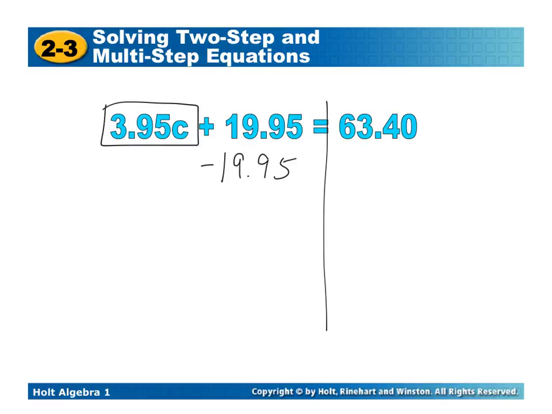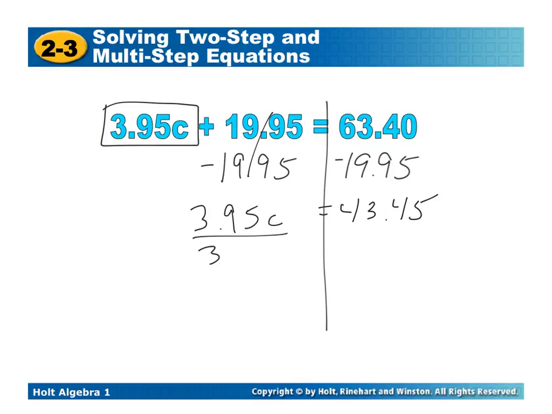So I'm going to subtract 19.95 from both sides. And if I do that, I should get 43.45. These are going to cancel out, and I have 3.95c. Since they're being multiplied, I'm going to go ahead and divide both sides by $3.95. And I get a final answer that c is equal to 11.